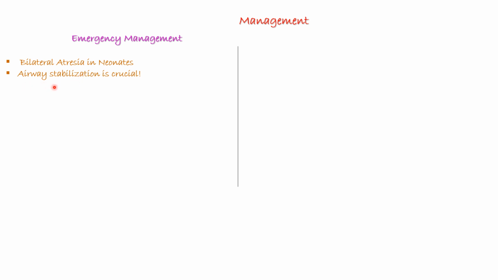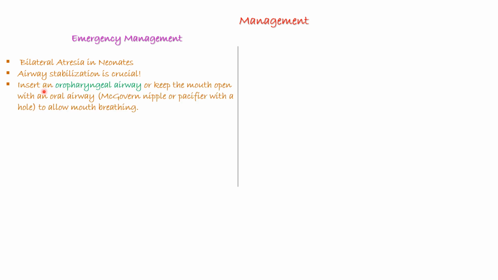So the airway must always be stabilized. You just use the ABCD. The A is the airway, and already the airway has a problem, so airway stabilization is crucial. And then what do you do? You insert an oropharyngeal airway, because when they cry, it helps push the air into the pharynx.